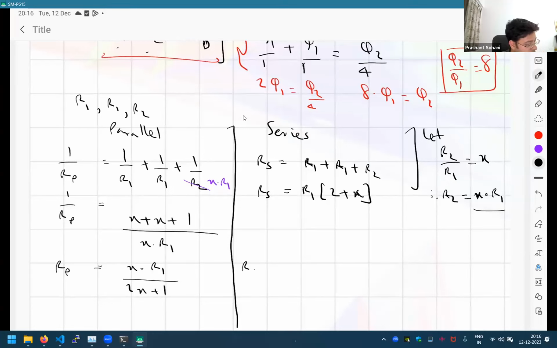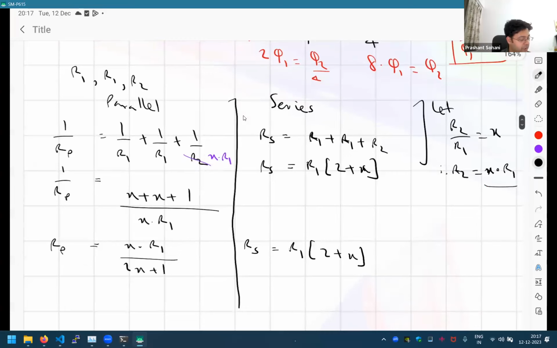So we have found both values, the resistance in series and the resistance in parallel. And you see already there is one nice part, that R1 is coming as common in both cases. Even this I can rearrange as R1 times something. Okay. And why is that important? Because the information given in the question is in terms of some ratios.